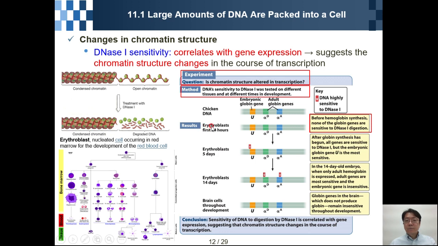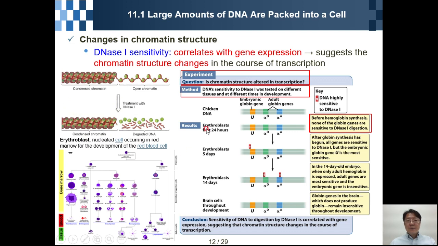So they checked the erythroblast. What is an erythroblast? An erythroblast is a nucleated cell. They have nucleated cells like this. They occur in the red bone marrow, and the erythroblast is very important for the development of the red blood cell. Finally, the erythroblast will become the red blood cell.